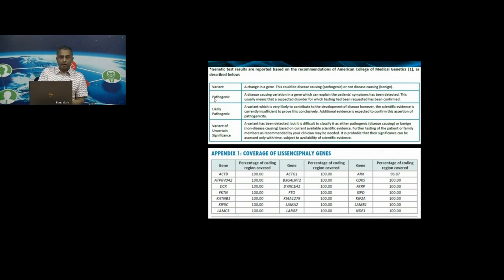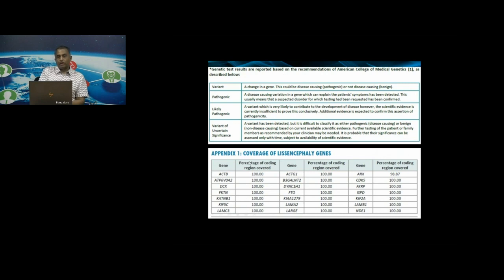On the other hand, if it's likely pathogenic, it means a variant which is very likely to contribute to the development of the disease. However, the scientific evidence currently is insufficient to prove this conclusively. Additional evidence is expected to confirm the assertion of pathogenicity. So pathogenic, you're very sure. Likely pathogenic, there could be a relation, you're not sure. And a variant of uncertain significance is where a variant has been detected, but it is difficult to classify it as either pathogenic or benign, either disease causing or non-disease causing.